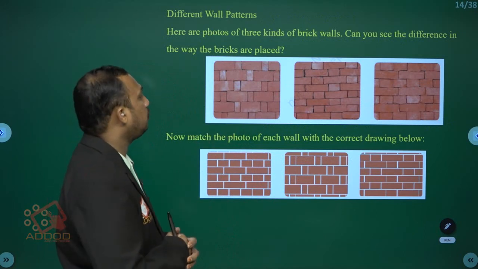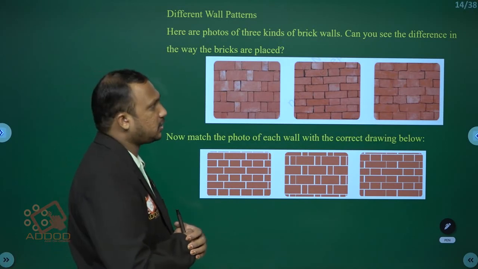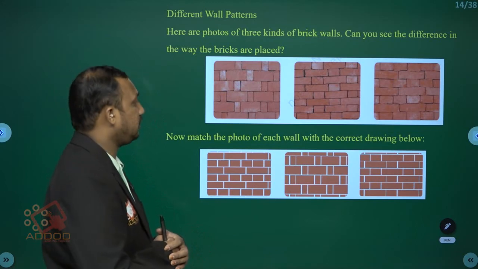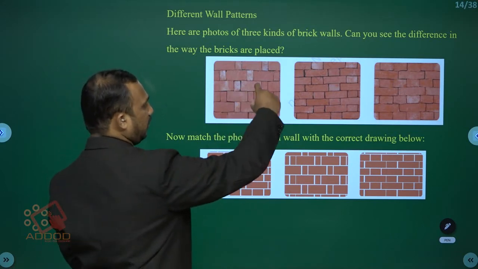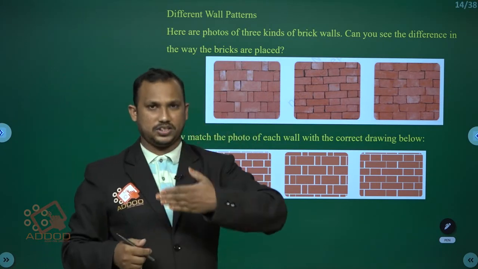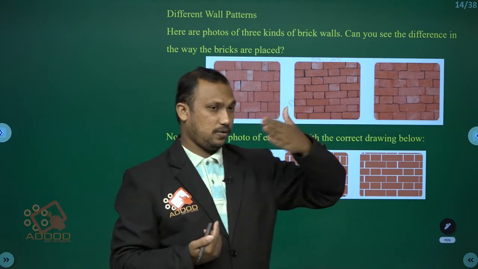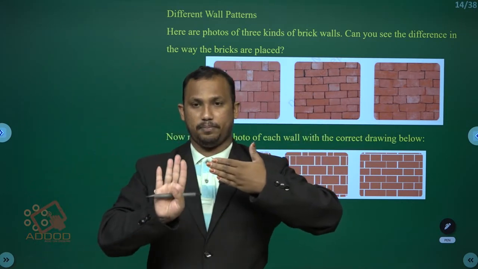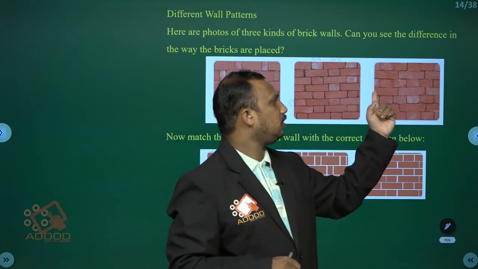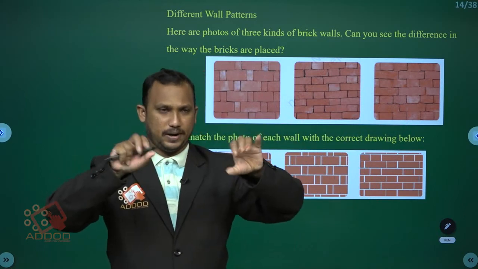Okay, so let us go to the concept. Here are photos of three kinds of brick walls. Can you see the difference in the way the bricks are placed? Yes. First one brick is kept, and again one more brick is inside. In this one, a brick is kept with the square face like this, and another has two bricks, and on the upper side one brick was broken and kept like that.